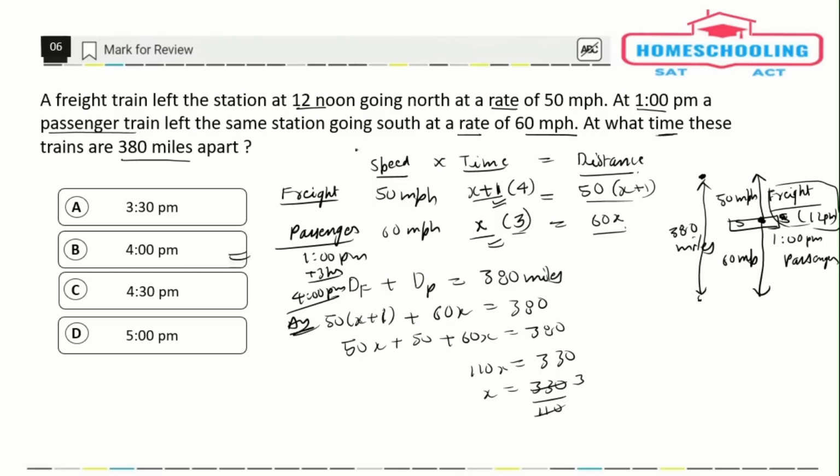So 4 p.m. Similarly, we can do the same for the freight train, because it started at 12 noon, 12 p.m., and the time taken by it to cover a particular distance was 4 hours. So 12 plus 4 hours would be 4 p.m. So 4 p.m. is your answer. Now let's move on to the next question.